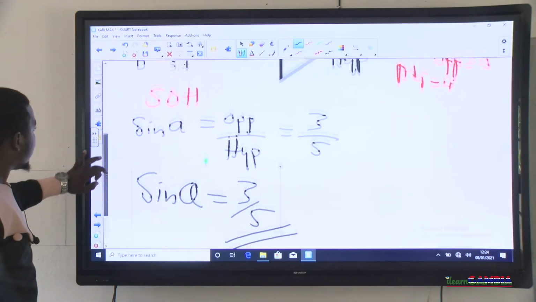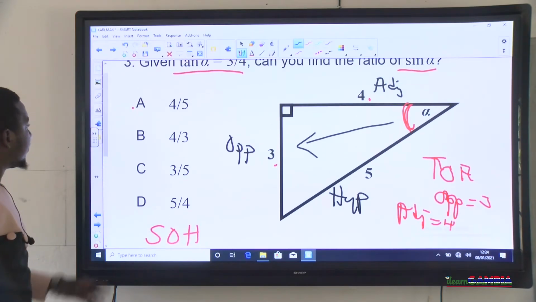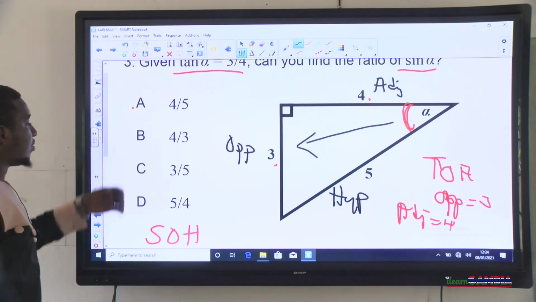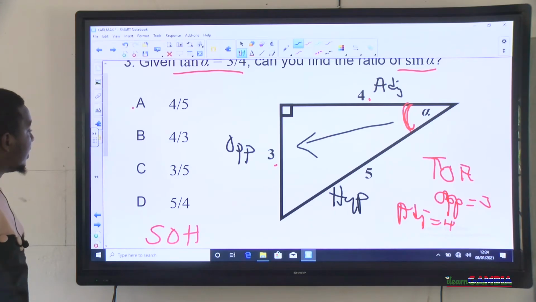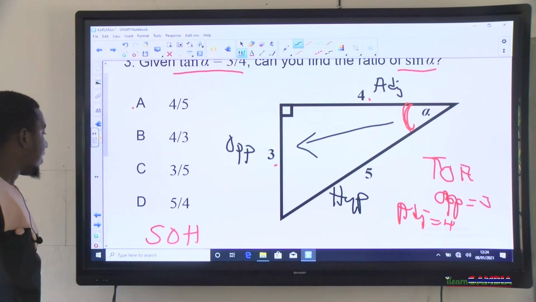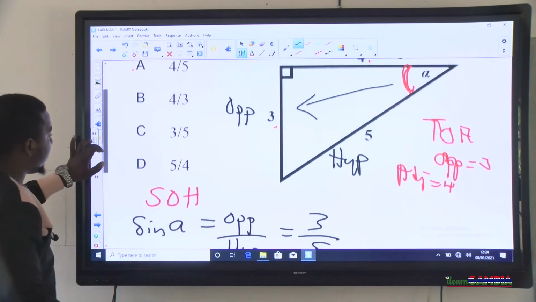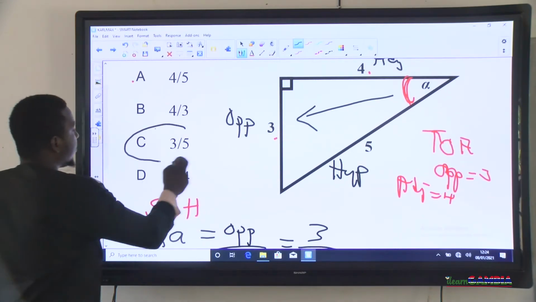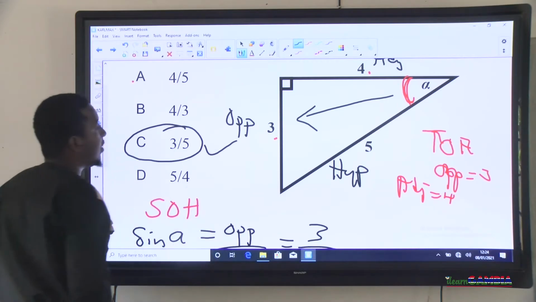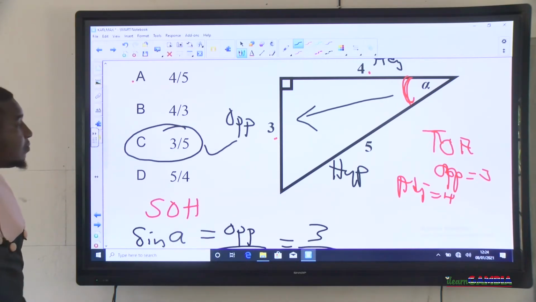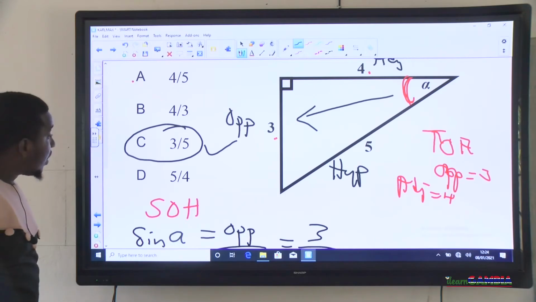Now let's look at the options and see which one is correct. The first one says 4 over 5. The second one, 4 over 3. The third one, 3 over 5. And the fourth one is 5 over 4. Our answer is 3 over 5. Therefore, option C is our correct answer in this question. Then we move on to another question.